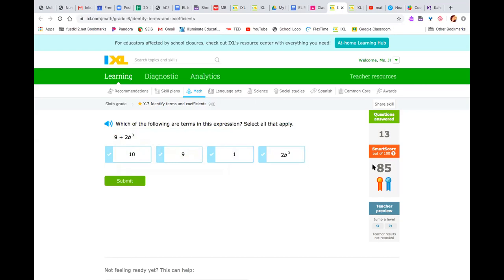All right, so on here we got 85. This one that I did actually had a lot more terms asking. Some of the other ones had a lot more of the exponents in it, so I chose this one. But as long as we're identifying terms and coefficients, this is good practice.